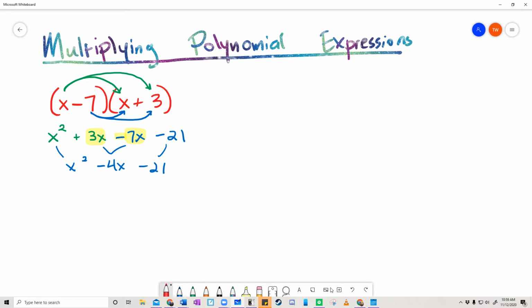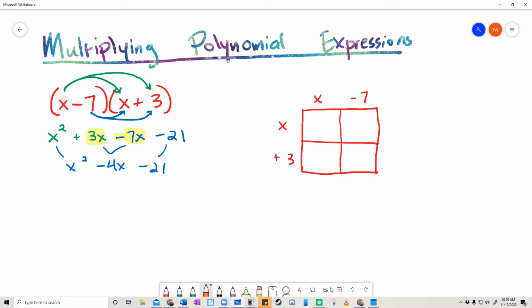The other way you could have done it is with the box method or the area model. And that method is to set up a box that has room for each term of each parenthesis. So on the top or on the side, I could write x minus 7, and then on the side I would write x plus 3. And bring the sign with the number. Don't stick it in between.